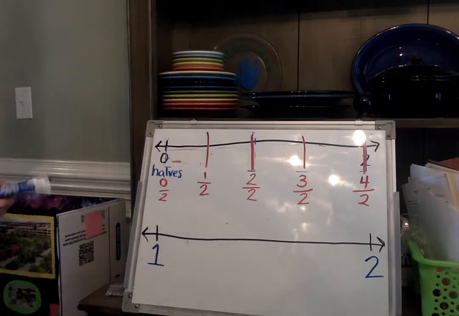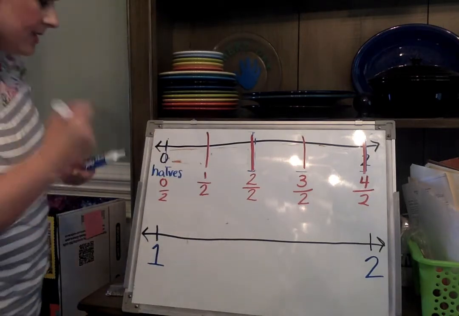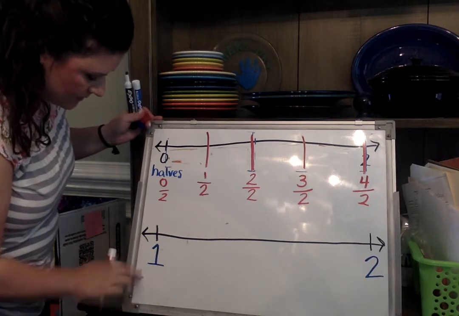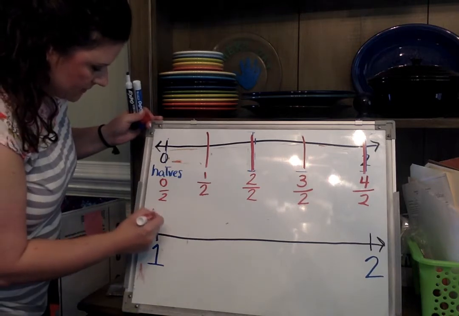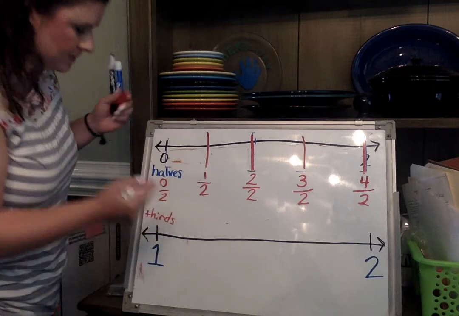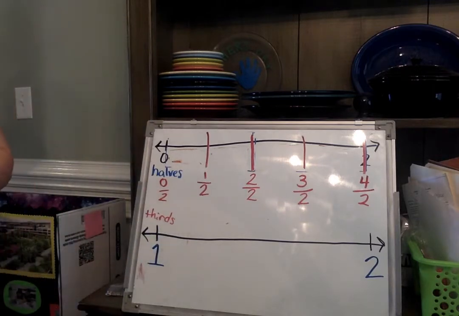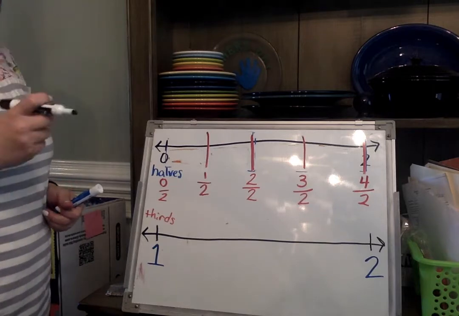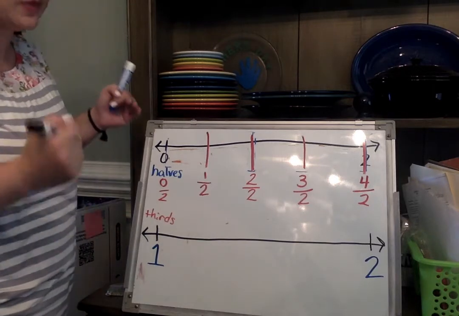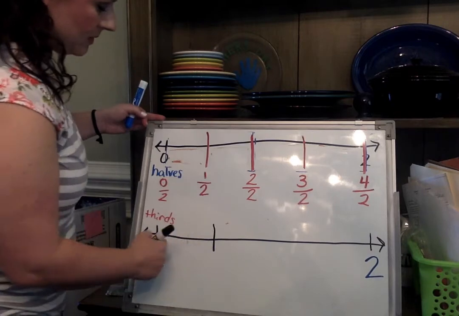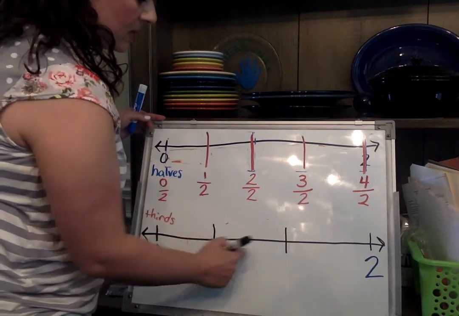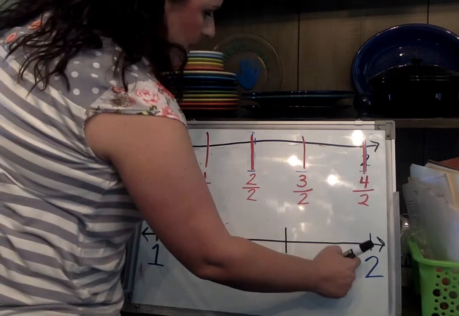Now, this time I want you to label it with thirds. So I can go ahead and know that between 1 and 2, how many pieces am I going to need? 3. Not 3 lines, but 1, 2, 3 pieces.